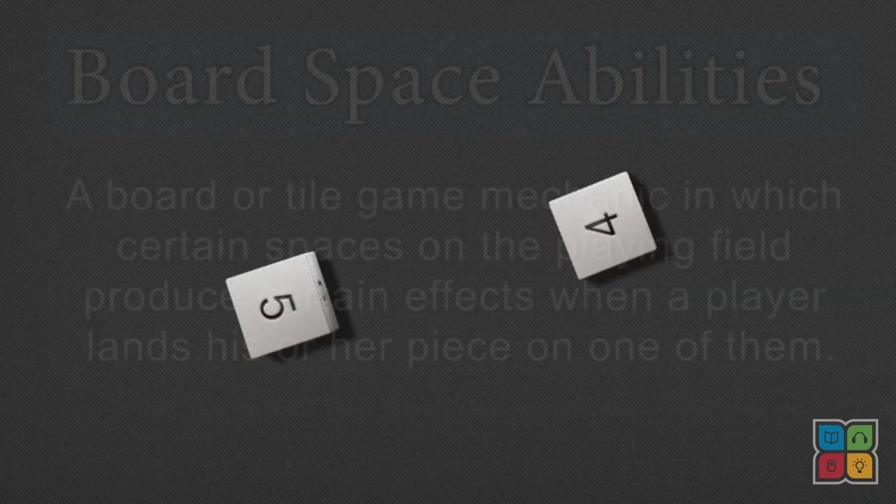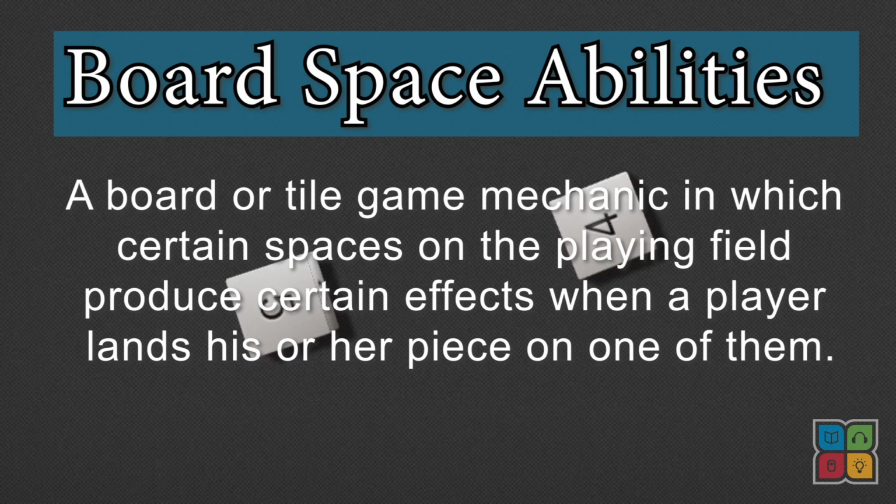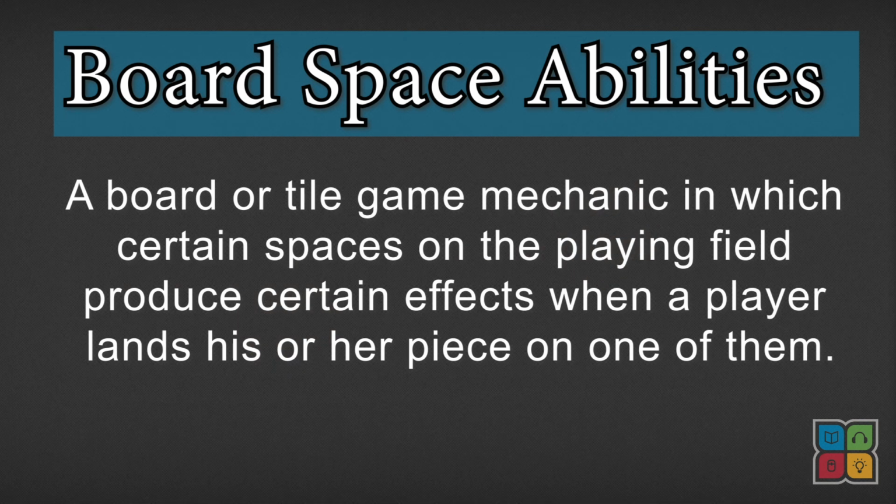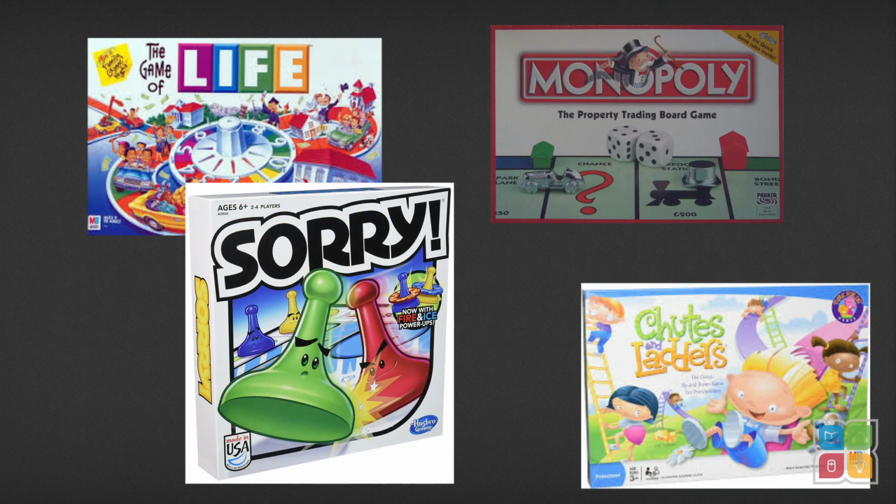Then we rolled a 5 and a 4. This gave us board space abilities. Board space abilities refer to board or tile game mechanics in which certain spaces on the playing field produce certain effects when a player lands his or her piece on one of them. You may be familiar with this mechanic from just about any racer game.